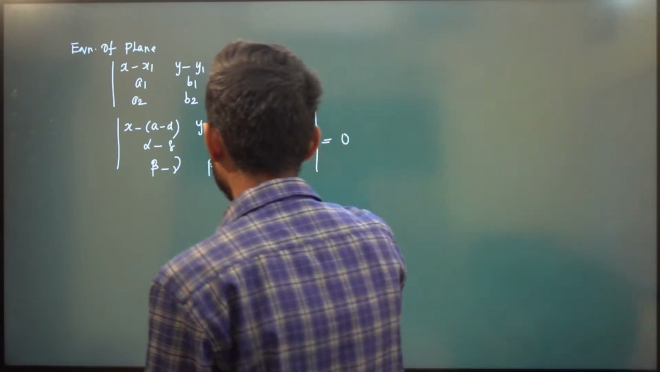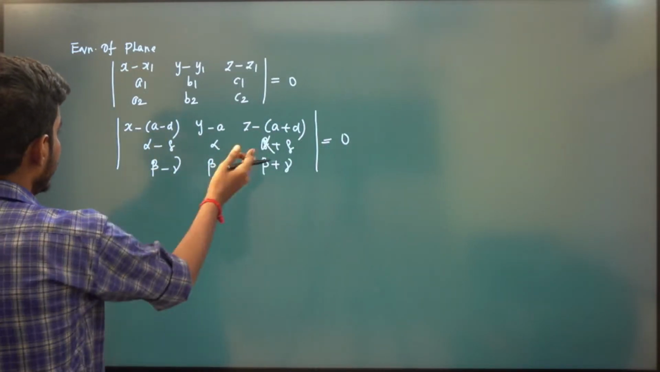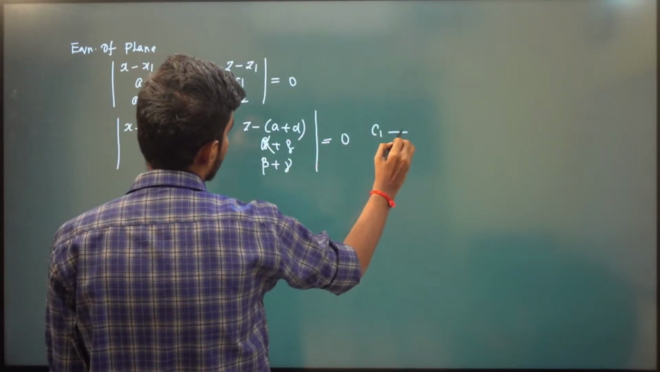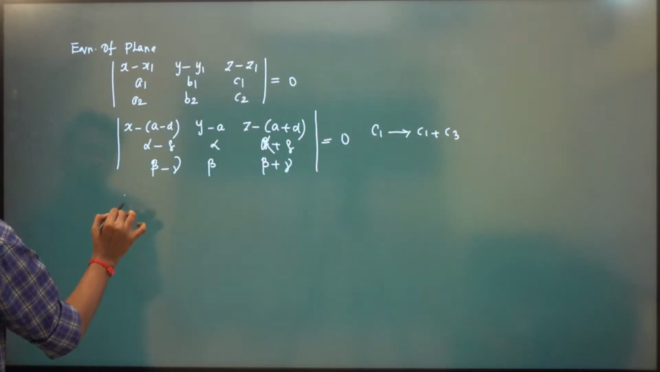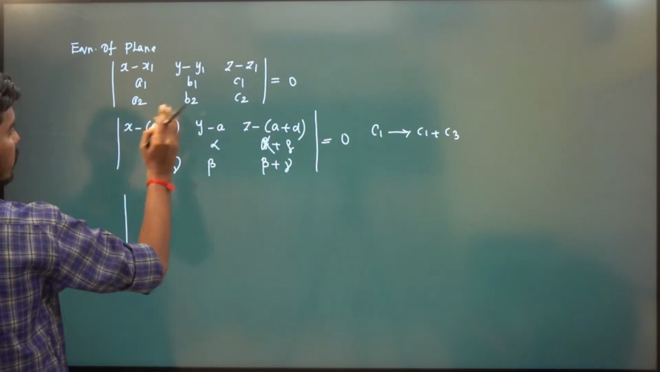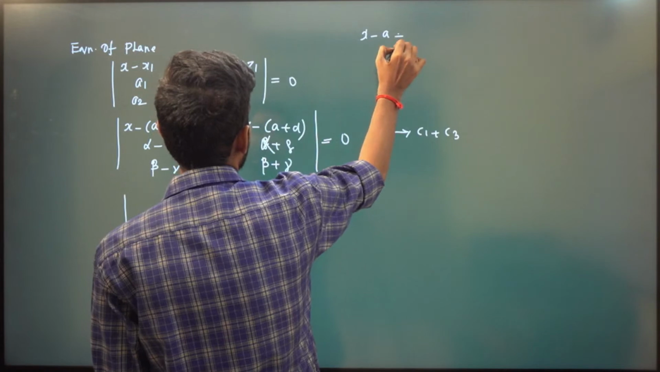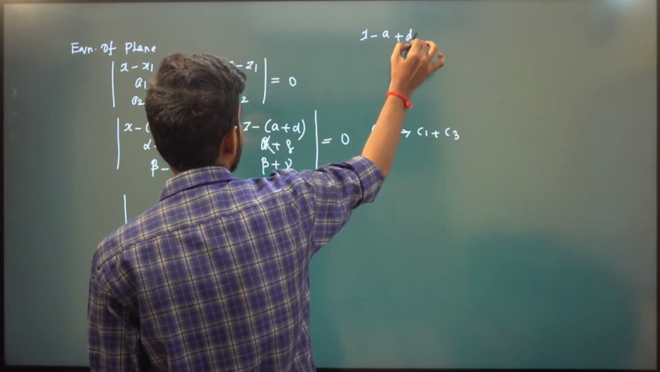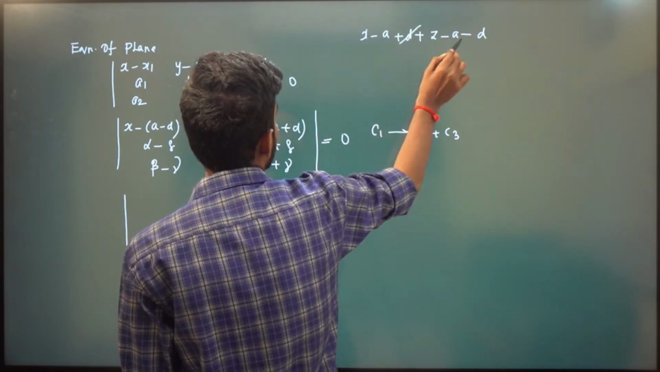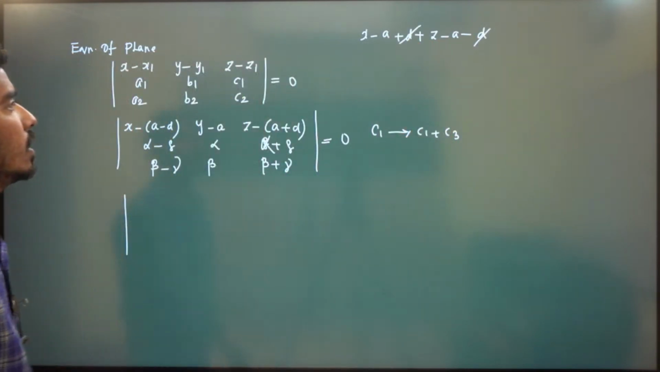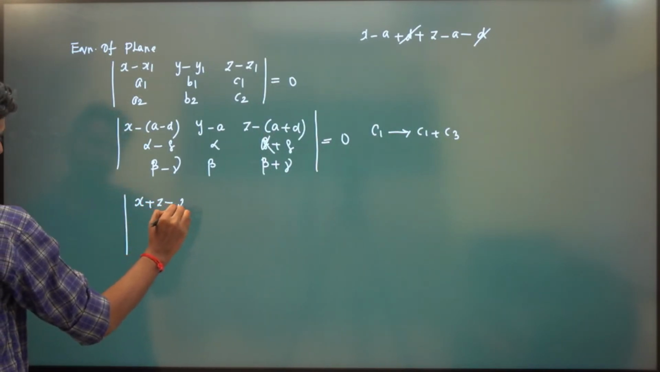See, here also to expand this, we can use some row column operations. Again, do the same column operation. C1 is equal to C1 plus C3. So if we do this, we will have x minus a plus d plus column 3, z minus a minus d. These two will get cancelled. So we will have x plus z minus 2a.